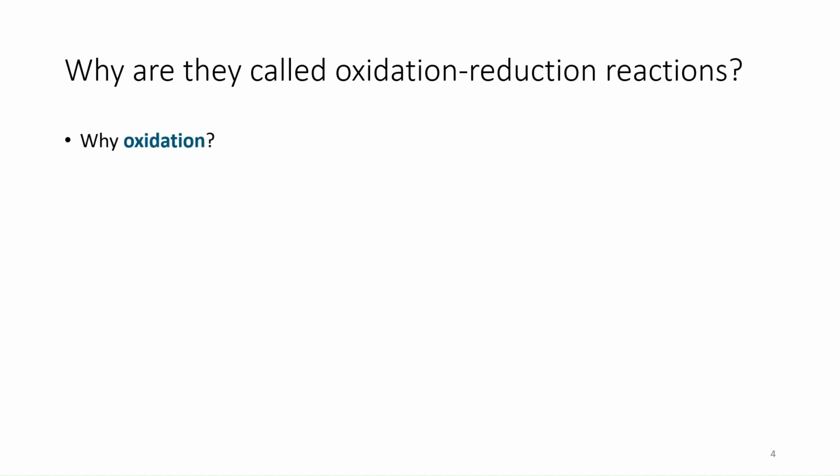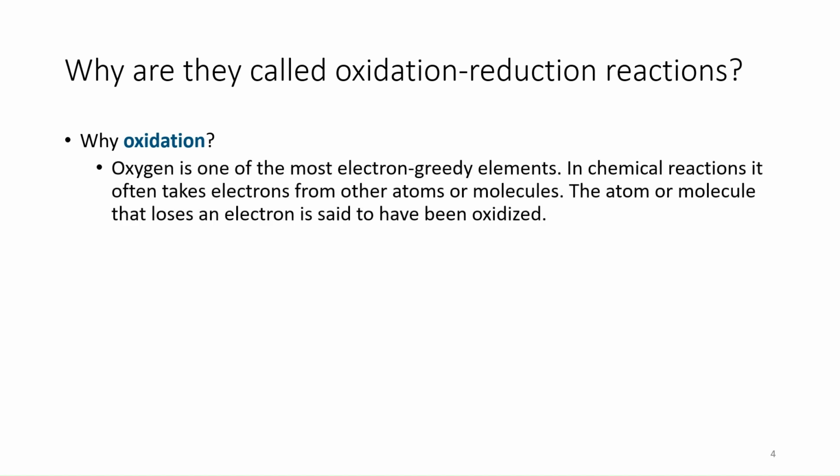First of all, what is the meaning of oxidation? Well, this part of the name derives from the element oxygen. Oxygen is one of the most electron greedy elements, and so when it engages in chemical reactions, it often takes electrons from other atoms or molecules. As a result, the atom or molecule that has lost an electron has been oxidized, or acted upon by oxygen. However, it's important to note that the element oxygen is by no means always the thing taking electrons. It's just so notorious for its electron greediness that it's the namesake that has been used in this case.